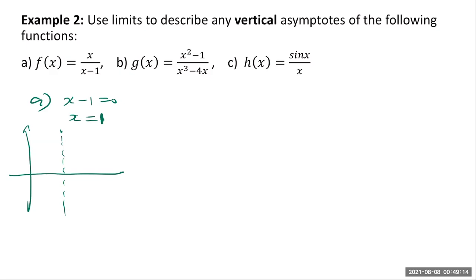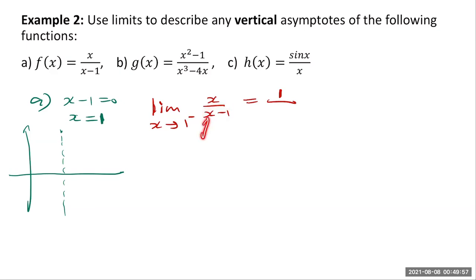Well, to determine that behavior, what you do is you compute the left and right limit. Limit as x approaches 1 from the left-hand side of f(x), where f(x) is x over x minus 1. What happens to this as x approaches 1 from the left-hand side? The numerator becomes 1, a positive number. It is 1 divided by a quantity that will be approaching 0 from the left-hand side, right?